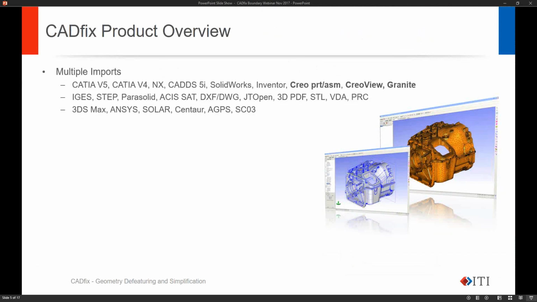CADFix has a range of imports available to it. We have a range of neutral formats and native formats, and specifically for the Creo users, we have the ability to import part files, assemblies, Creo View, and Granite files. On the neutral formats, we have all the key files there, such as STEP, Parasolid, and JT Open. The third line represents faceted formats and also some specialist formats for the analysis users.